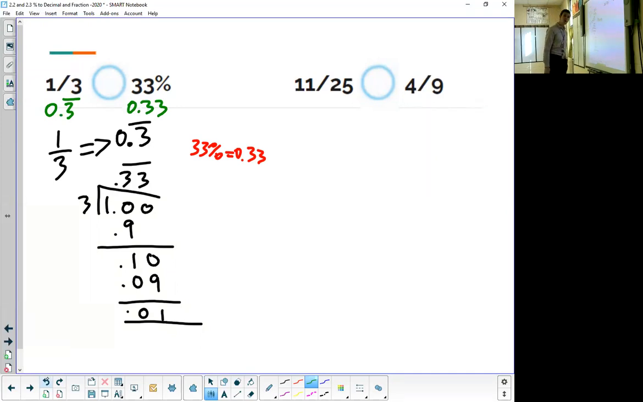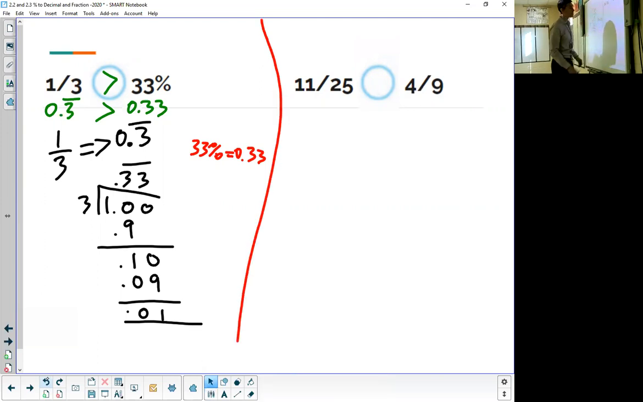Because of the way it's written, we're inclined to say that 33% is greater. However, because that 3 is repeating, it goes on and on and on. So it's not a whole lot bigger, but it is greater. So 1/3 is greater than 33%.